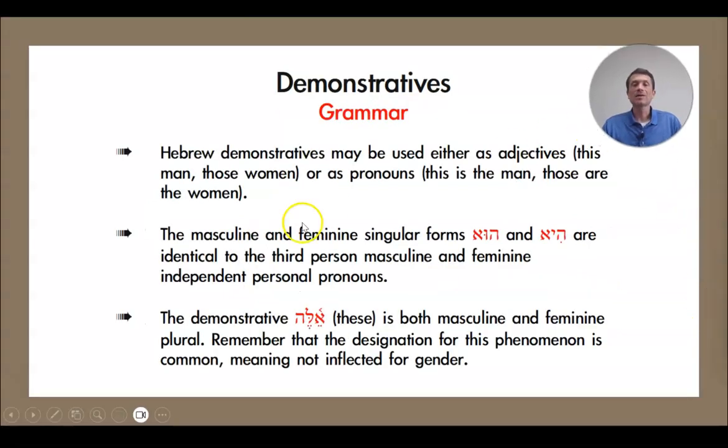So let's talk about these demonstrative pronouns. Demonstrative pronouns can be used like an adjective, and they function the same way as an adjective, like this man, those women. When it functions in that way, it's all the same rules as an adjective. They have to agree in gender and number and definiteness with the noun they modify and come after the noun they modify. Or they can be used in a noun sentence as pronouns, like this is the man or those are the women. And in that case, it cannot have the definite article with it. It's the same rule as an adjective. And then the masculine and feminine singular forms, hu and hi, are identical to the third person independent personal pronouns, as we already talked about.